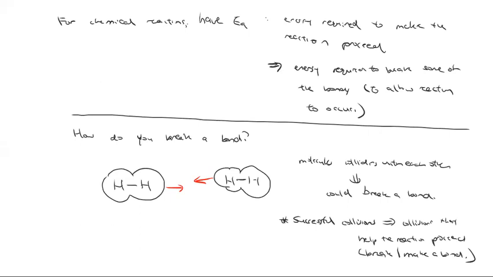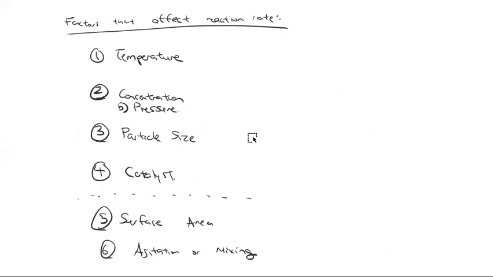Exactly. So reaction rate is essentially determined by the number of successful collisions per second. The more successful collisions you've got per second, the faster your reaction rate. Make sense? Yep. All right. Let's think about this. How could you increase the number of successful collisions of your reactant?